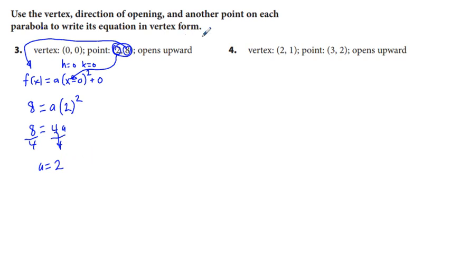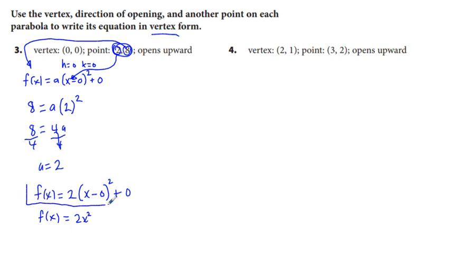And so our equation in vertex form is going to be f of x is equal to a, which is 2, times x minus 0 squared plus 0. And really, since these are 0, we could simplify this and just write f of x equals 2x squared if we wanted to. But purely in vertex form, this will be our correct answer here.